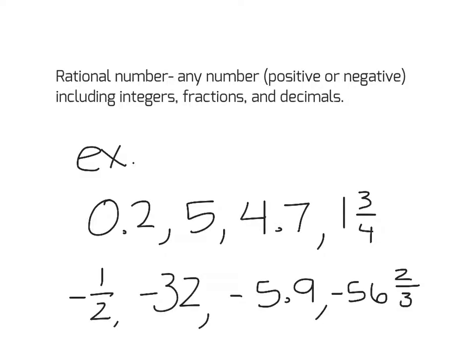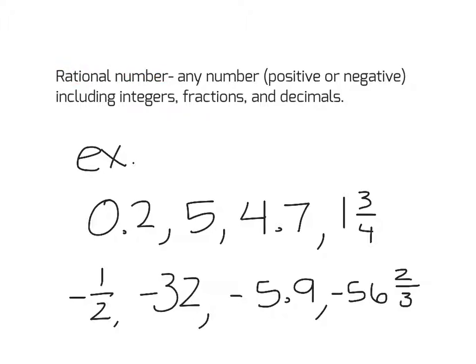Okay, so a rational number, in lesson 3.1 we learned an integer is a positive or negative whole number. Well, a rational number is any number, whether positive or negative, which includes integers, fractions, and decimals. So these are just some examples: 0.2, 5.4, 4.7, 1 3/4, which you'll notice are whole numbers, decimals, mixed numbers, and just fractions, and it also includes negative fractions, negative whole numbers, negative decimals, negative mixed numbers. So these are rational numbers.